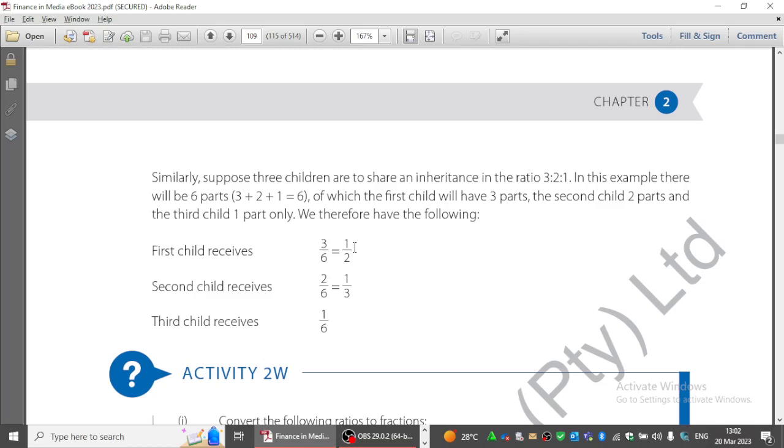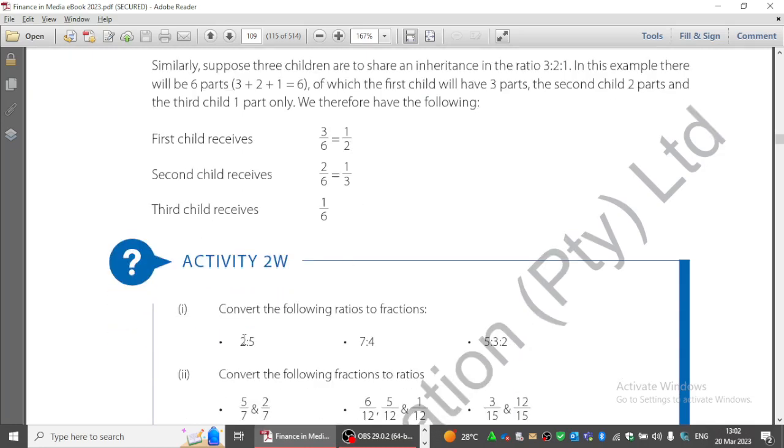So if you see a ratio that is written as 2 to 5, it means that for every 7 items, so that's 2 plus 5, that is 7, for every 7 items that are there, 2 are of this kind and 5 are of this kind. So this is the expression behind ratios to fractions.